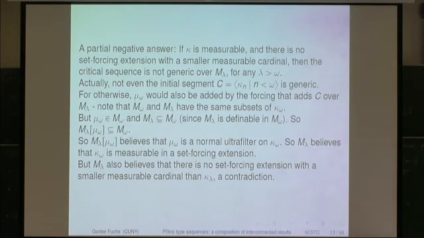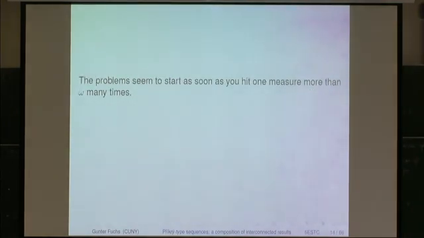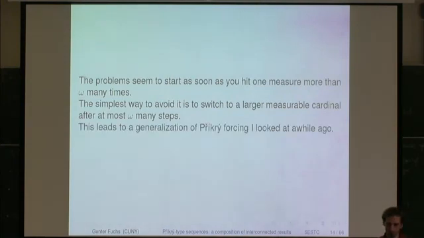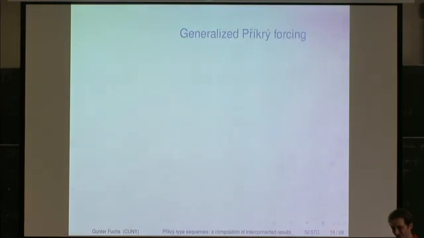And so the problem seems to occur, so to speak, as soon as you hit one measure more than omega many times. So the simplest way to avoid that, I guess, would be to switch to a larger measure after omega many steps. All right. And so this leads to a generalization of Prikry forcing that I looked at a while ago, actually a pretty long time ago. But okay, let me just show you the setup.